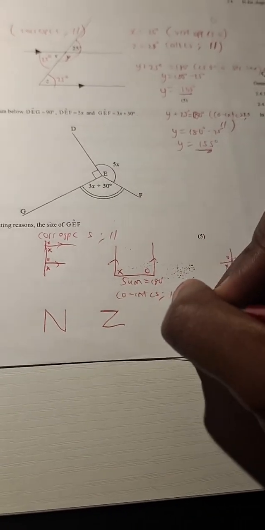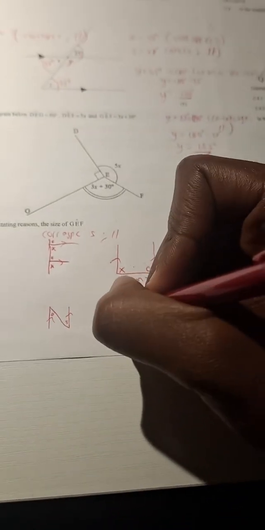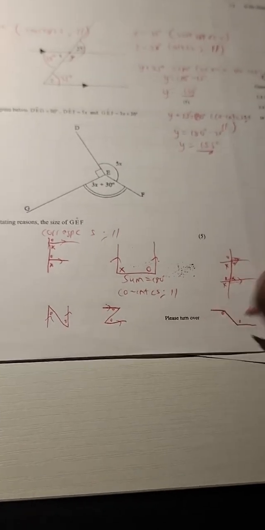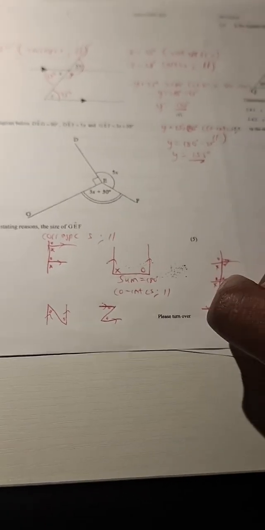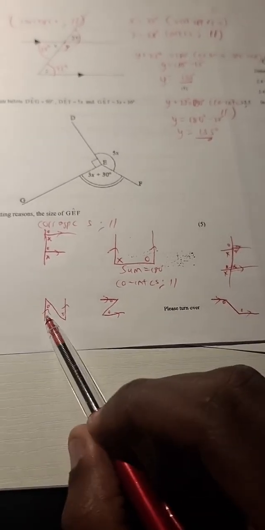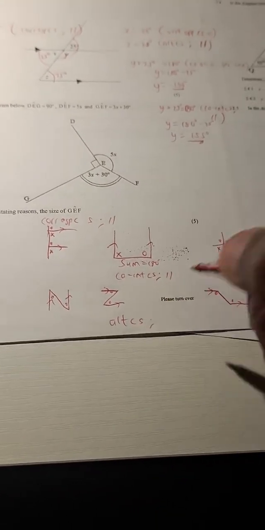Then lastly, we have N. I usually say it's also Z. It's also the funny Z. Look at the position where the angles are equal. It's here and here, here and here, and there and there, but the lines must be parallel. So we call these alternate angles. When we write the reason, we say alt angles.